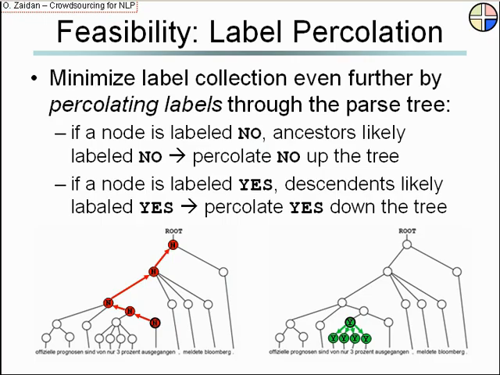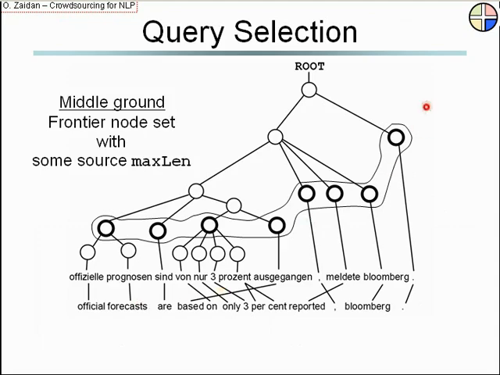And the way we select which nodes to query is basically to build this frontier node set, in the sense that it covers the source sentence completely, but there is no overlap. So none of these nodes have overlap between them when you project them on the source side. And we make sure that they don't exceed a certain length, max len. For example, this is max len equals 4.